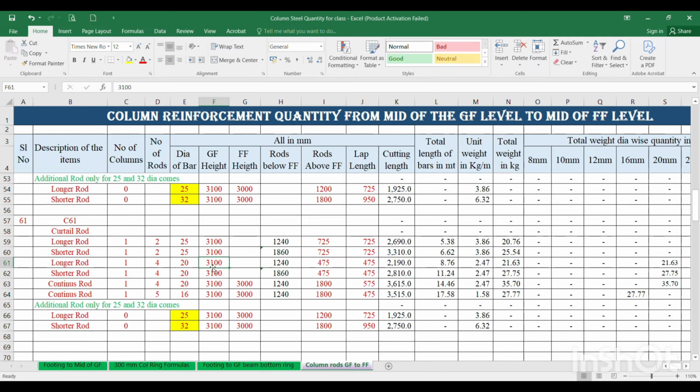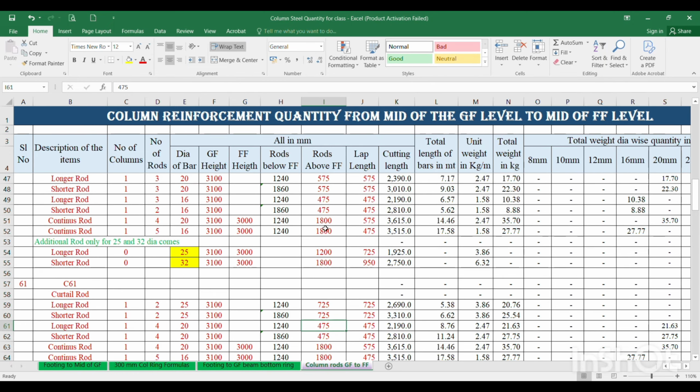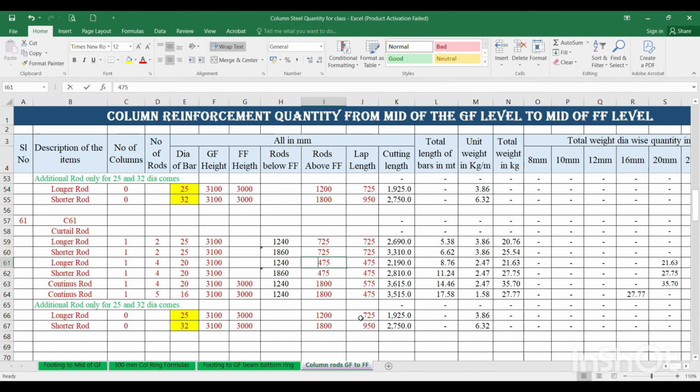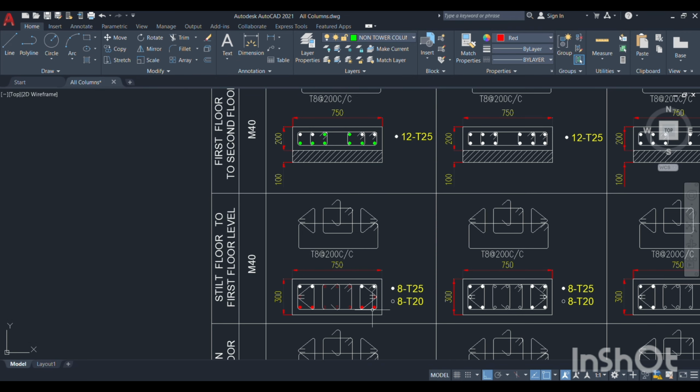Floor height is 3100, and there is no first floor height, and rods below first floor, and as per the 20 dia lap length, the lap length is 575, and the lap length is also 575. Next, then continuous rod, and what are the continuous rods over here?